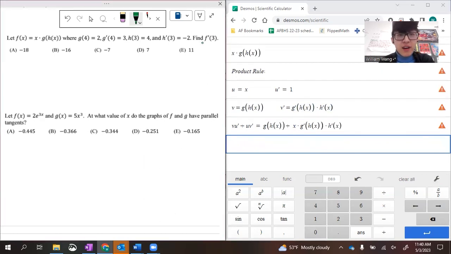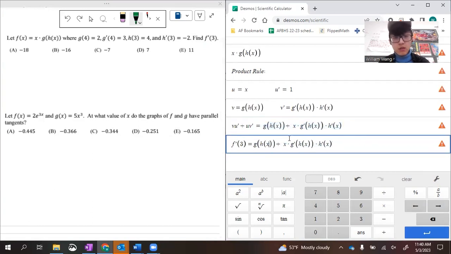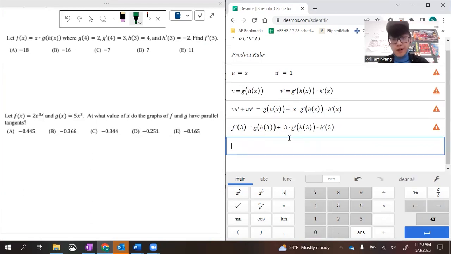Now what do they say? They said find f prime of 3. All right, so I need to plug in 3. f prime of 3 is literally this ugly thing, but I'm going to plug in 3. So h of 3 plus x is 3. So g prime h of 3 times h prime of 3. All right. So let us solve this now.